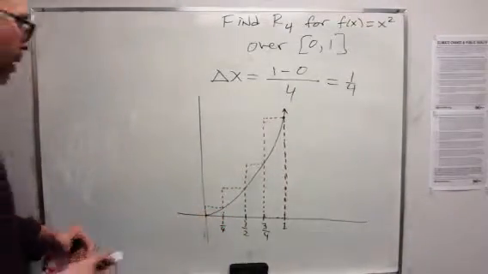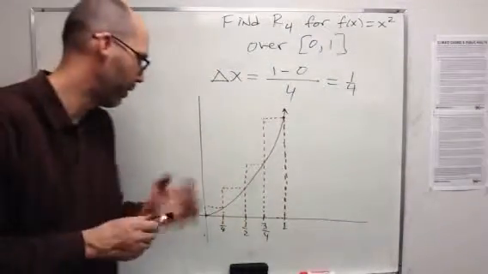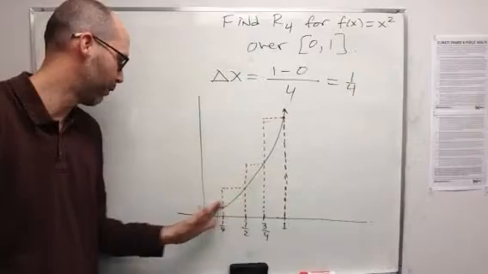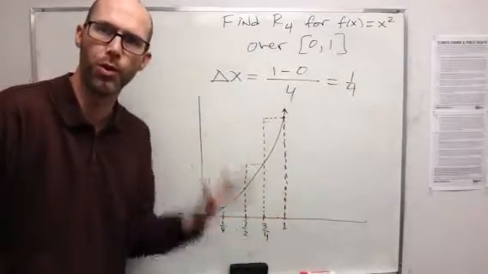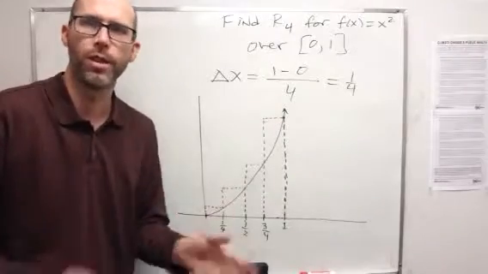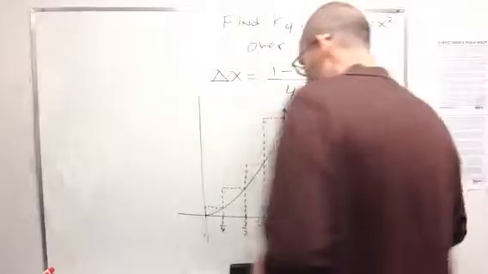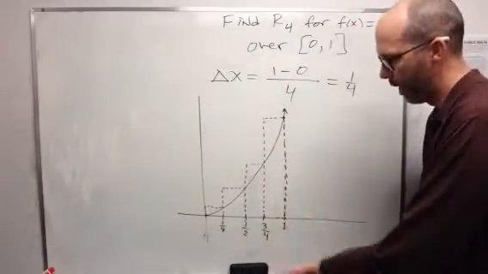So the R4, you're probably saying, well, what does the R mean and what does the 4 mean? The 4 means we're using 4 rectangles. L4 would also be 4 rectangles. The difference between the R and the L is telling you which one to use for how high you go up.